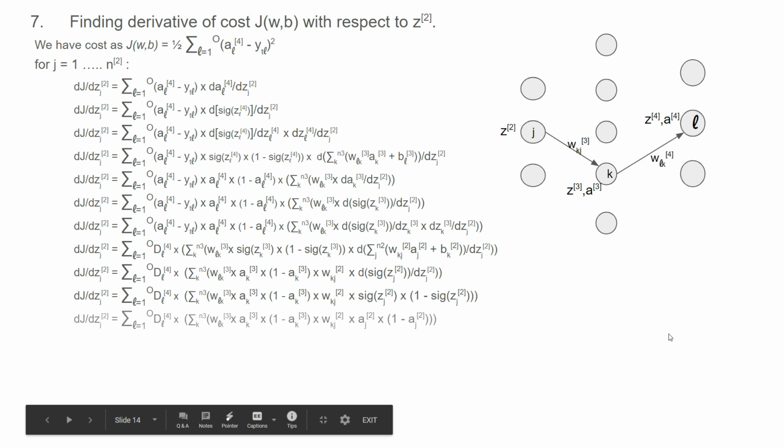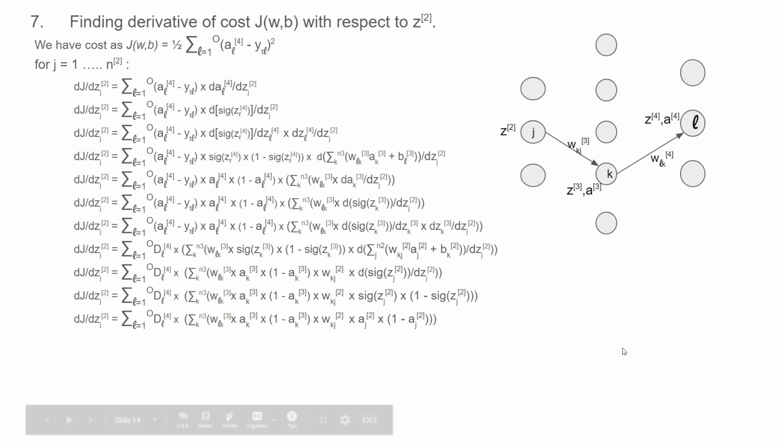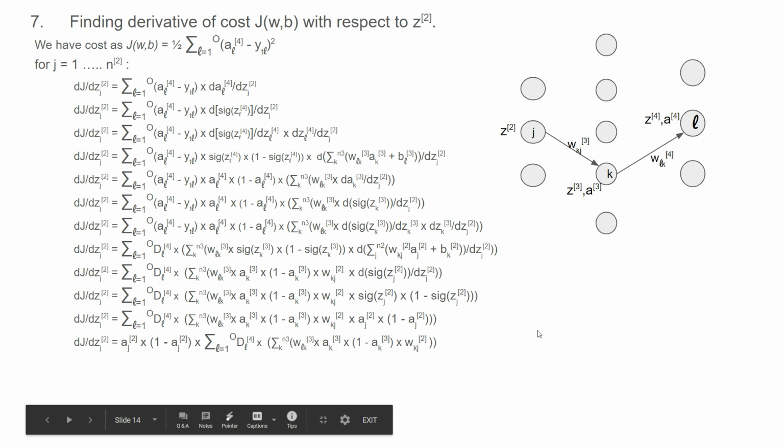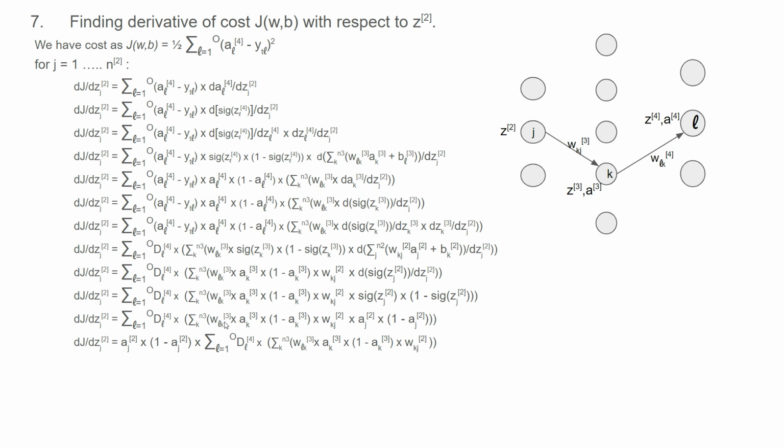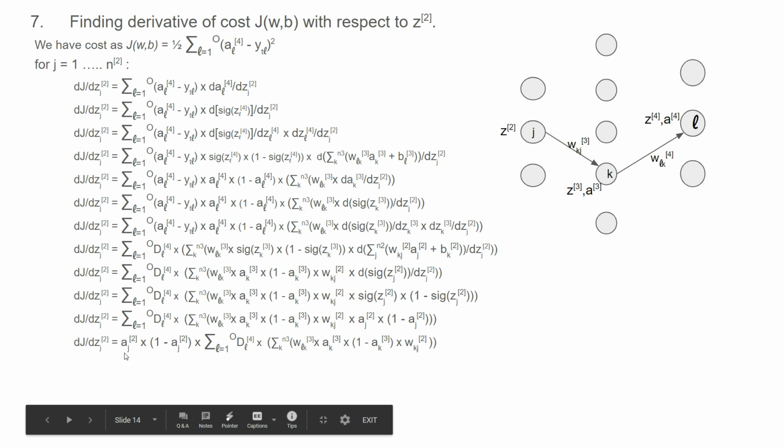Let's see how we can compress it. Sigmoid of zj2 is aj2 obviously, and we have substituted with that. Since the summation is over l and k, our j terms will be taken out of the summation. Therefore, we have taken out the jth terms, and all the summation are here.